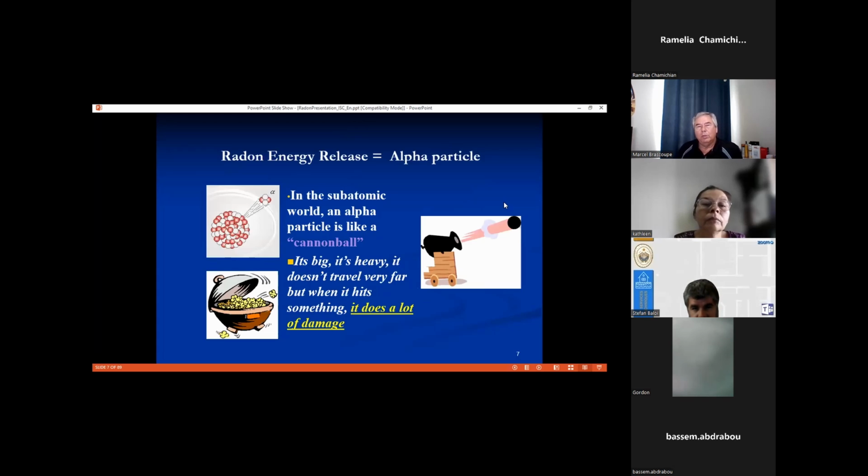So in the atomic world, we can pretty well say that that alpha particle that gets released out of the core of the radon atom is like a cannonball. It's big, it's heavy, it doesn't go very far, but when it hits something, it does a lot of damage. And that's why I say that alpha radiation is what's dangerous for us, because when we have radon inside our lungs, and that disintegration occurs, then that alpha particle is going to hit living cells and damage the cells inside our lungs.